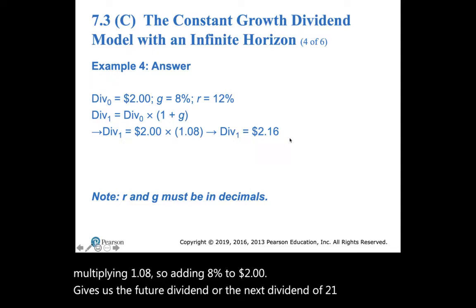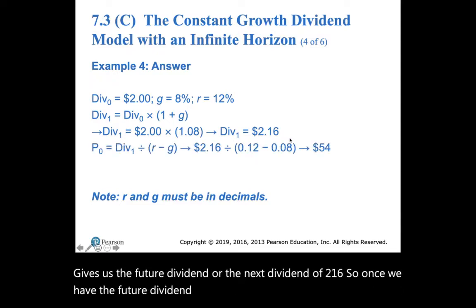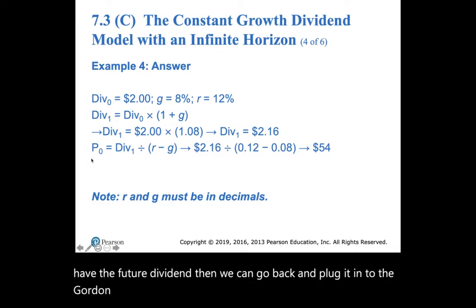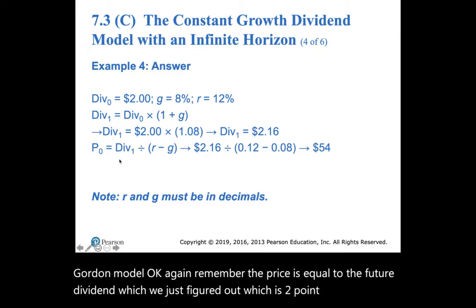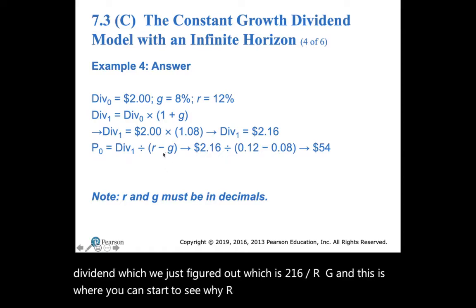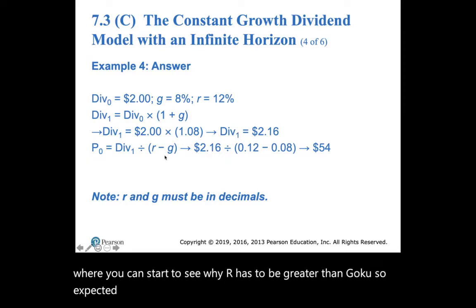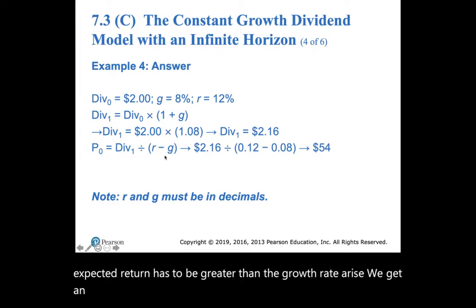Once we have the future dividend, we can go back and plug it into the Gordon model. Remember, the price is equal to the future dividend, which we just figured out, 2.16, divided by r minus g. And this is where you can start to see why r has to be greater than g. The expected rate of return has to be greater than the growth rate. Otherwise, we get a negative value, and it does not make any sense. Can't have a negative price.